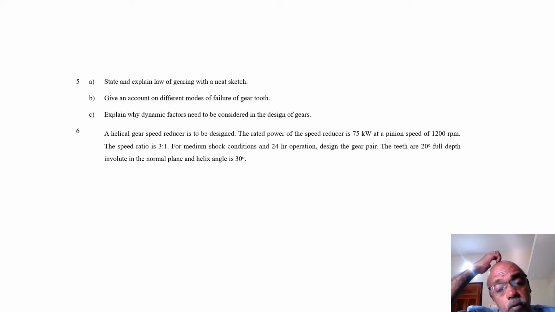So here also, at least use your data book, minimum conditions and minimum data are given. A helical gear speed reducer is to be designed, rated power of the speed reducer 75 kilowatt at a pinion speed of 1200 rpm. Speed ratio is 3:1. For medium shock conditions and 24-hour operation, design the gear pair. Teeth are 20 degree full depth involute in the normal plane, and the helix angle is 30 degree.